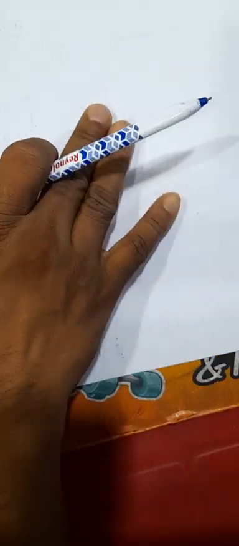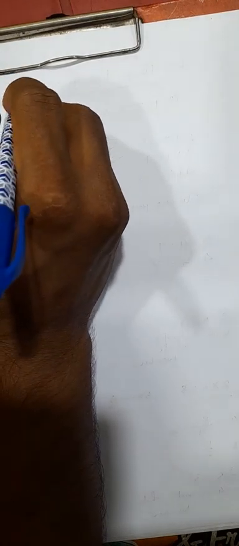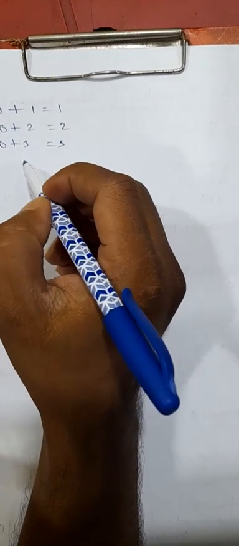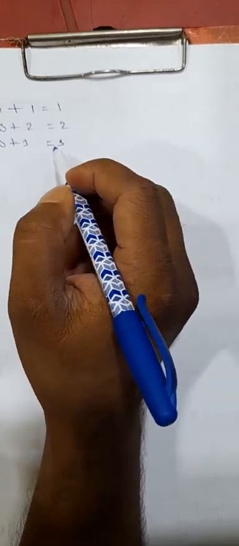Now we learn one more thing. If you add 0 with any whole number, 0 plus 1 will be 1, 0 plus 2 equals 2, 0 plus 3 equals 3. That means the sum of any whole number with 0 is the whole number itself.